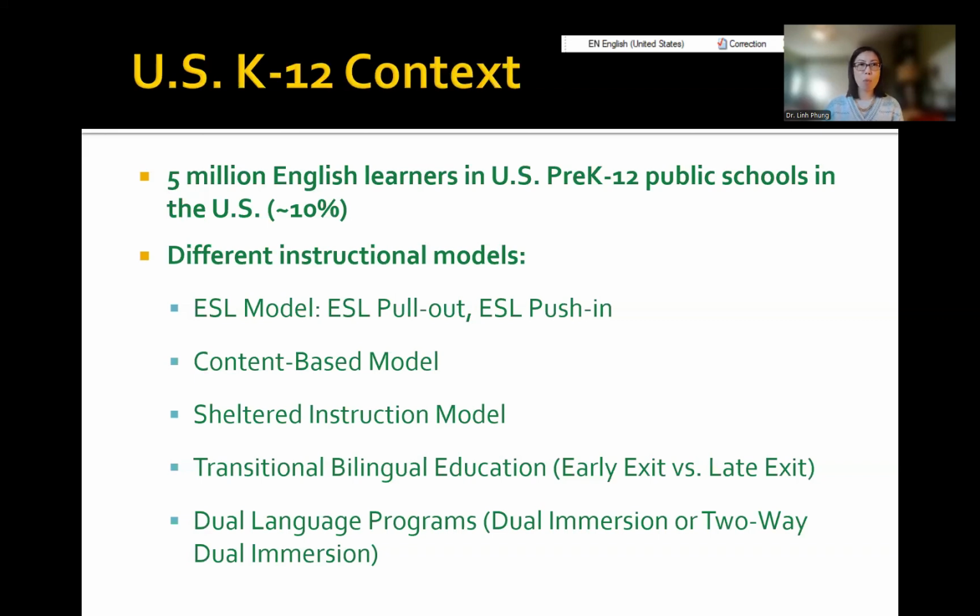In the US, there are more than 5 million English learners in the pre-K to 12 public school system, and this number accounts for about 10% of the student population in the US. Because of the need to teach English to these students, there are different instructional models that have been used, including the content-based model, sheltered instruction model, transitional bilingual education, and dual language programs. You can also think of these 4 models as related to the content-based model.